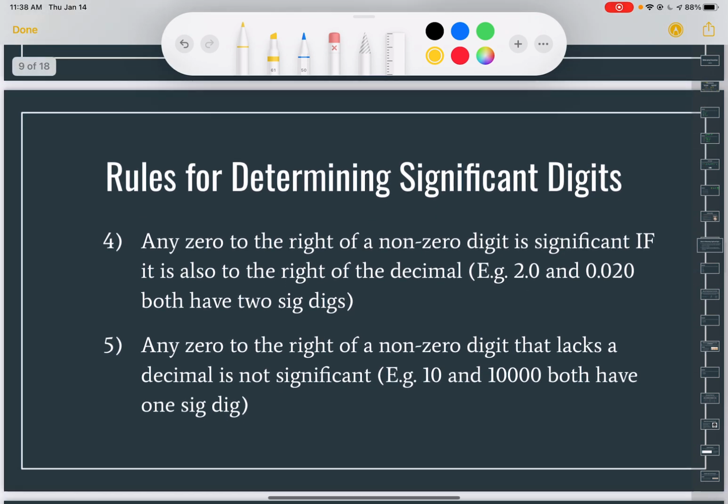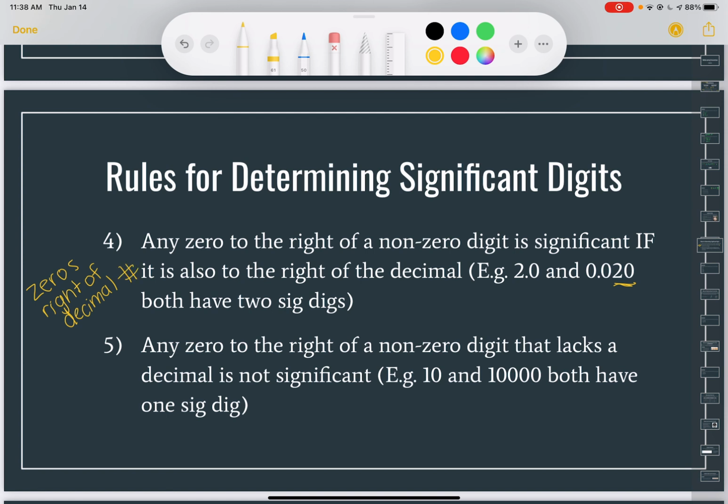Rules for determining significant digits. Again, number 4 is any zero to the right of a non-zero digit is significant if it is also to the right of a decimal. So any of the digits, so we put 2.0, those are two significant digits, as well as 0.020, because that 0 is written there. Why would you write it? If they write it, it must be significant. So zeros right of a decimal number are significant.